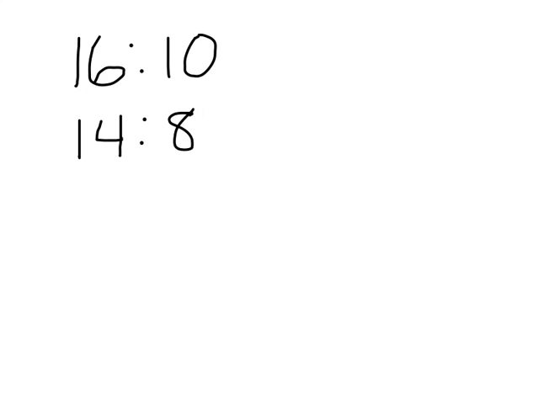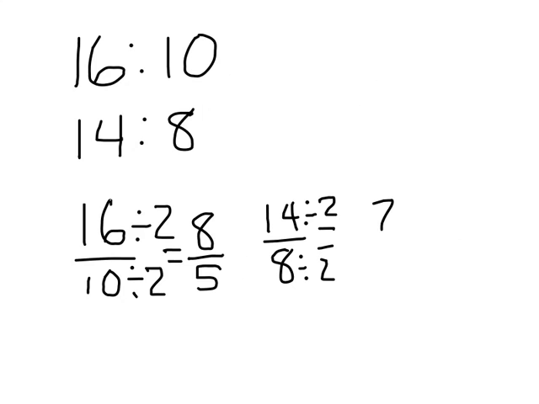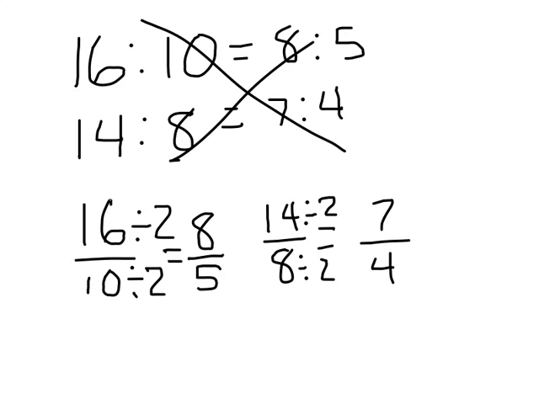Let's try another. 16 to 10 and 14 to 8. What's the greatest common factor of 16 to 10? It's 2. 16 divided by 2 is 8. 10 divided by 2 is 5. What's the greatest common factor of 14 and 8? It's also 2. That would give me 7 over 4. So, the first ratio is equivalent to 8 to 5 when I simplify it, and the second one is equivalent to 7 to 4. These are not equivalent ratios.